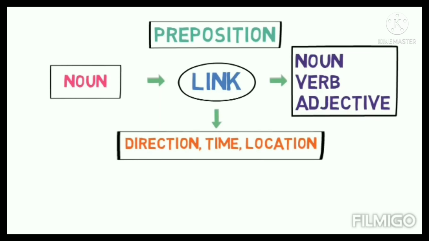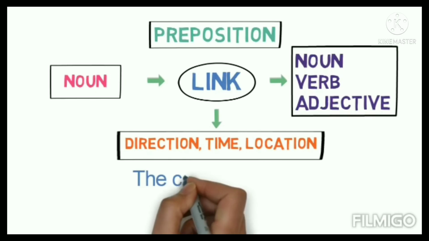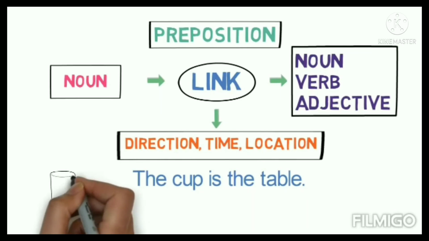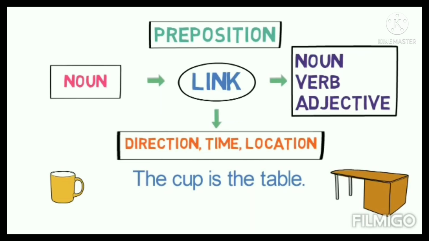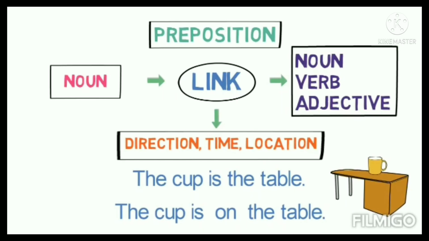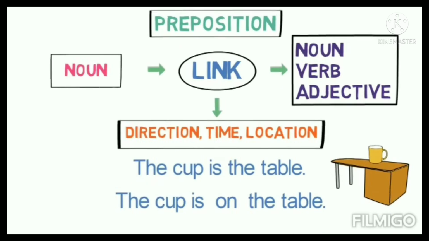Let's understand it with an example. The cup is the table. Here if you read the sentence you will get to know that we are talking about two nouns, cup and table. But we are not able to understand the relationship between them. Here the preposition comes into the picture. Let me write the sentence again with the preposition. The cup is on the table. Now we are clear where the cup is with respect to the table.